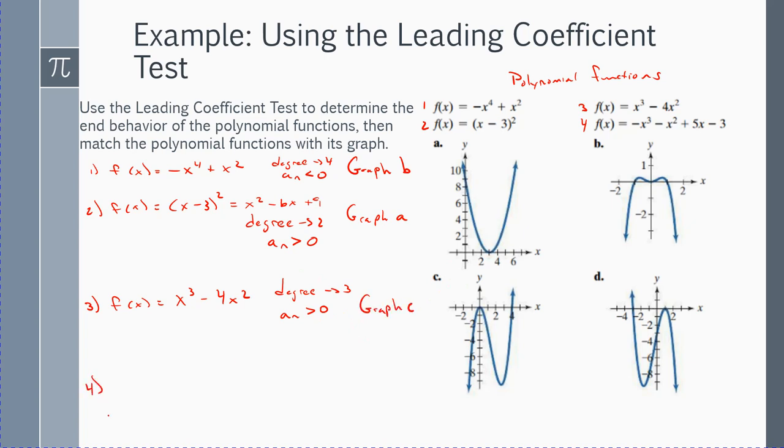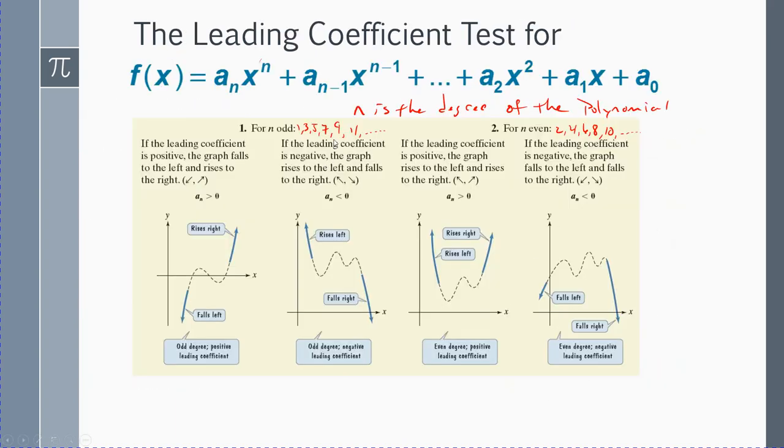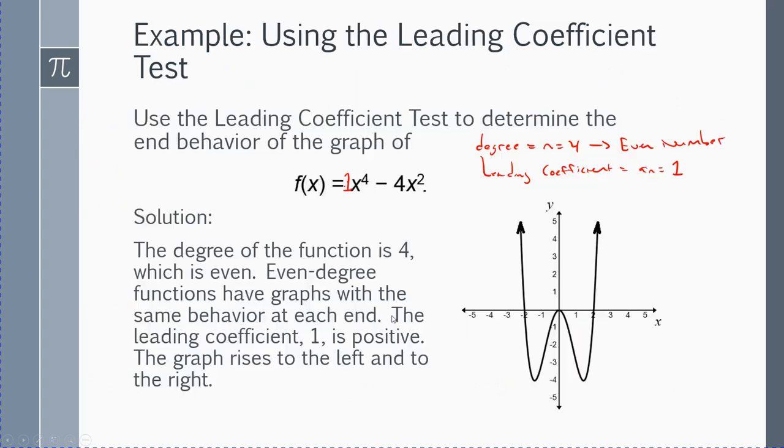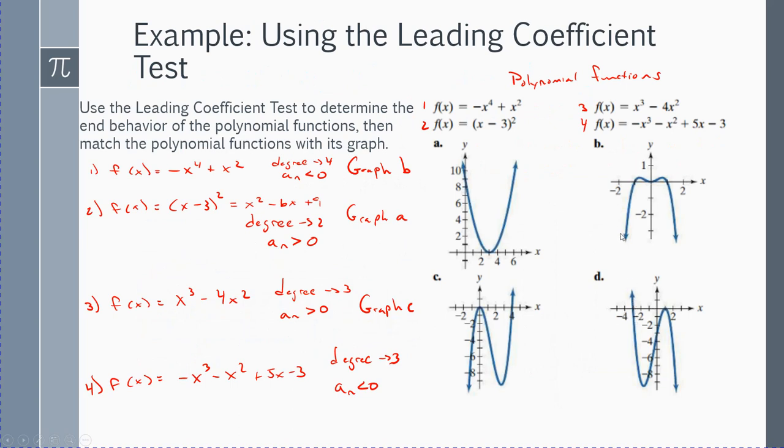And finally, I know we can just use process of elimination, but let's actually work through it. f of x is equal to minus x cubed minus x squared plus 5x minus 3. You can see this is degree 3, and the leading coefficient is less than 0. So odd degree 3 with a leading coefficient less than 0 needs to rise to the left and fall to the right. Well, look here: this rises to the left, and as you go to the right, it falls. So this one is graph D.